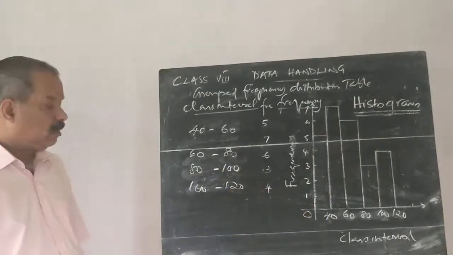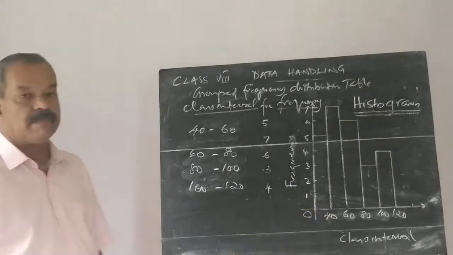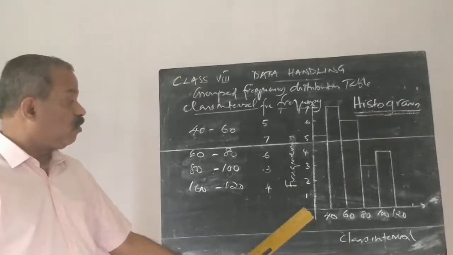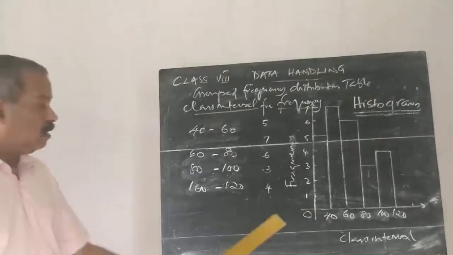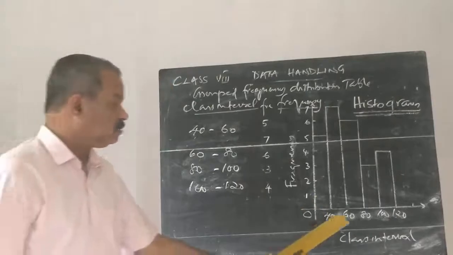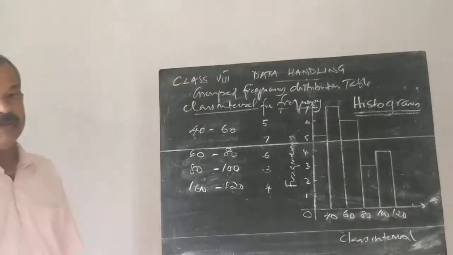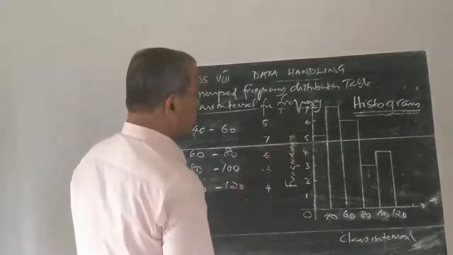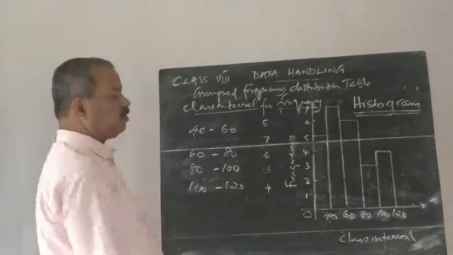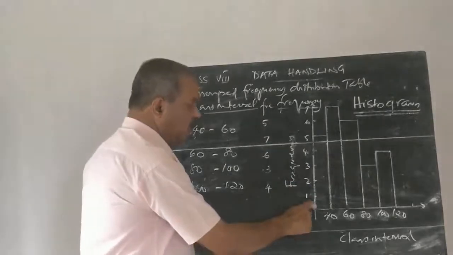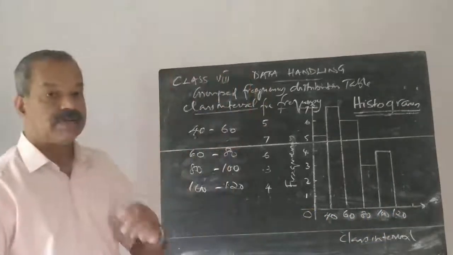Then look here, 0 to 40 is 1 unit. What are the scores included in this interval? 0 to 40 means 40 scores are included in the first section. 40 to 60, how many? 20. 60 to 80, 20. 80 to 100, 20. 100 to 120, 20. And on the vertical axis, 0 to 1, 1 to 2, each is 1 unit. That means the scale on the vertical line and the scale on the horizontal line are different.